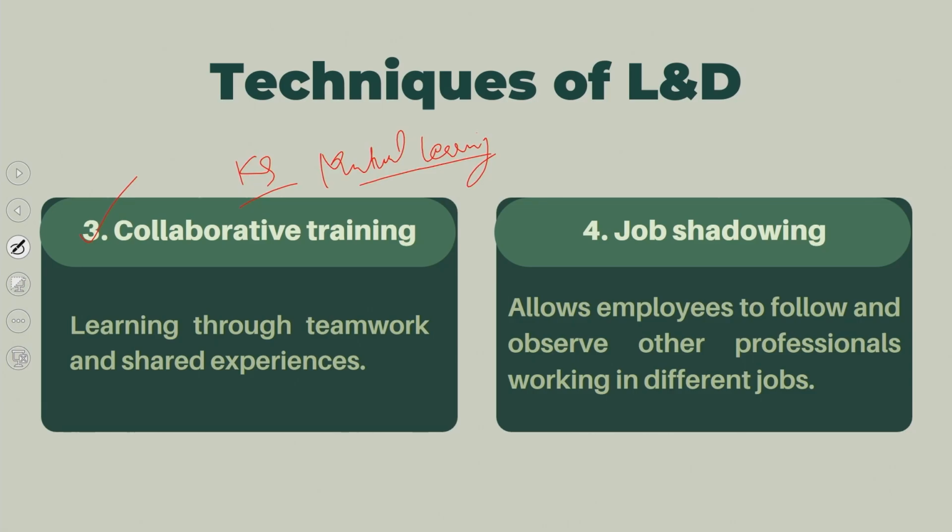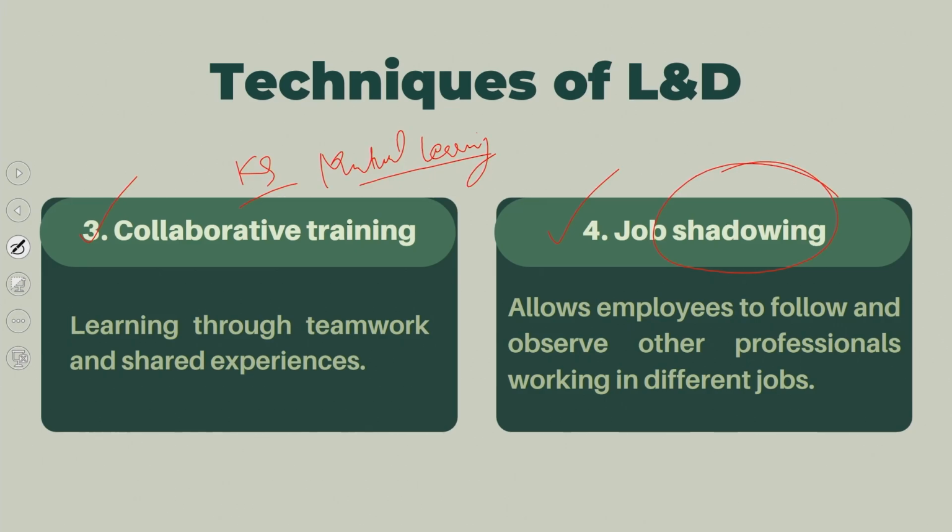Now, when you talk about collaborative training, you have to also understand that this is very difficult to manage. Training outcomes vary widely based on the group chemistry and the dynamics. The fourth important technique of learning and development is job shadowing.